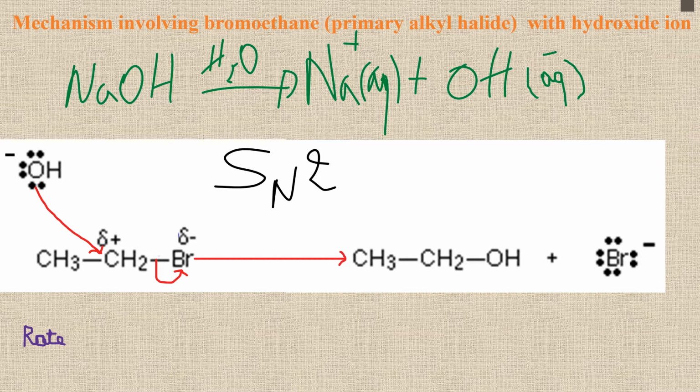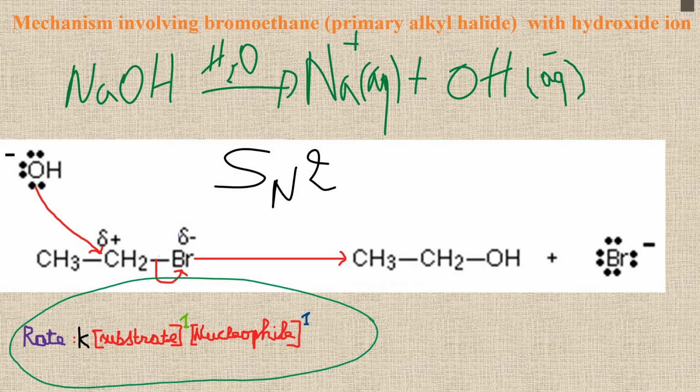Bimolecular means two species are involved in the rate determining step. Let us use the expression of rate of reaction to explain this. The rate of reaction is calculated using the concentration of chemical species involved in this reaction. We say that the rate of reaction is proportional to the concentration of chemical species involved in the rate determining step. And here the two chemical species are the substrate and the nucleophile.